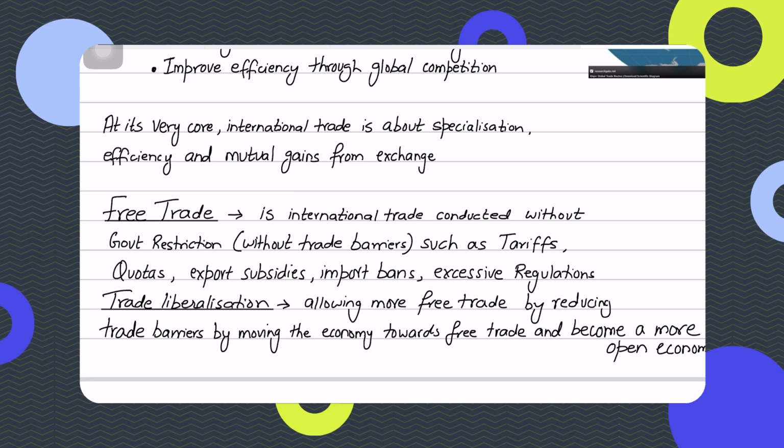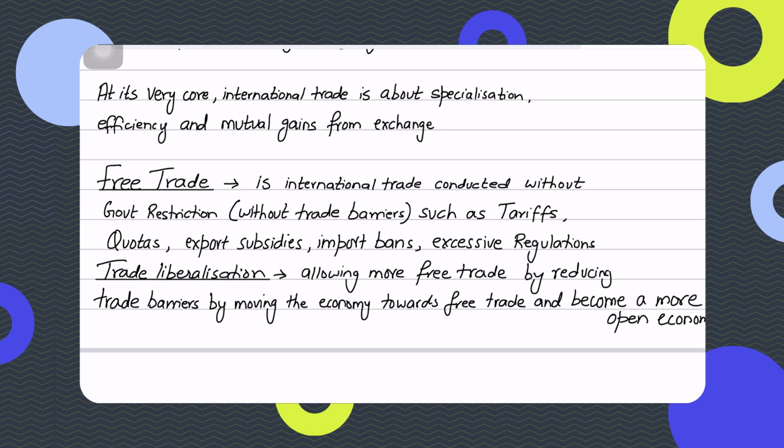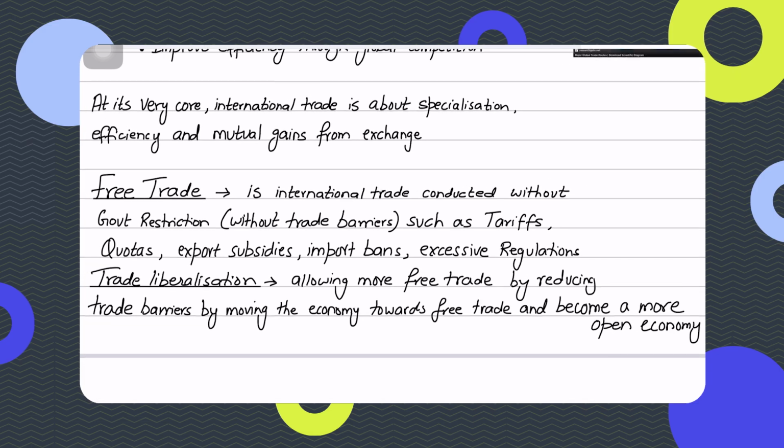Why do countries impose trade barriers? Again, this is the topic of our following videos in this chapter. We'll be looking at these trade barriers individually, like tariffs, quotas, export subsidies, where there are various trade barriers: tariff, quota, export subsidy, import bans, excessive regulations, and the tariff being the most important, especially in terms of diagrams as well. And then you must also know the concept of trade liberalization.